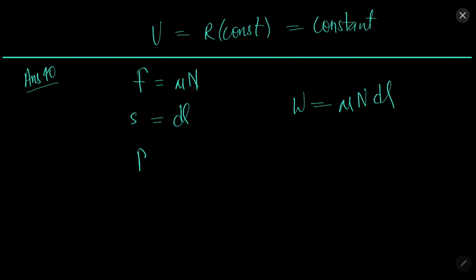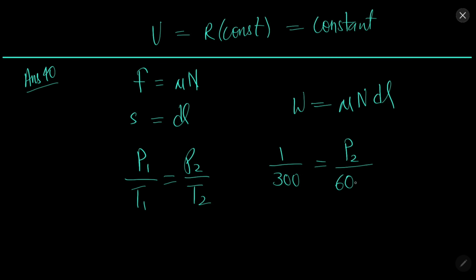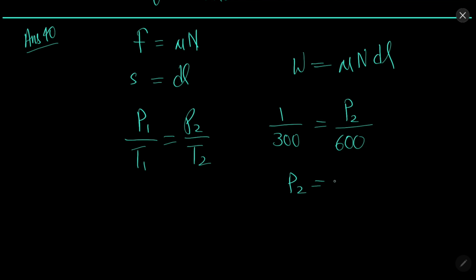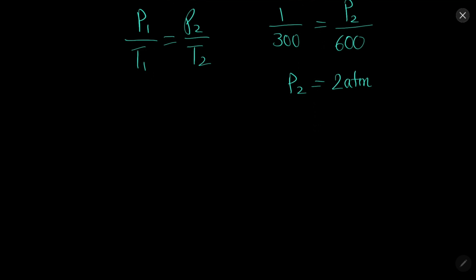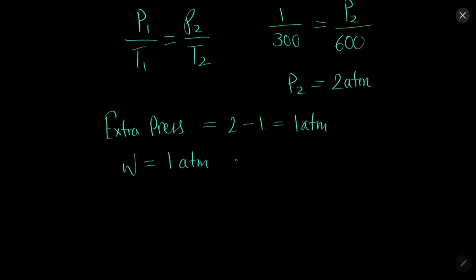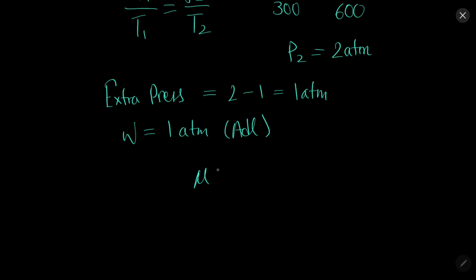Also we have P1 over T1 equal to P2 over T2. So P2 will be 2 atm. The extra pressure will be 2 minus 1, that is 1 atm. Work done will be 1 atm times A dL. So mu N dl equals 1 atm A dL.